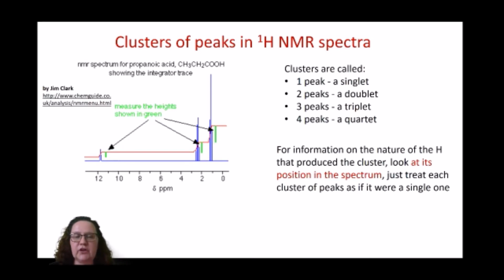The number of peaks that are huddled together in the cluster will tell us information about the neighboring carbons, what happens to the hydrogens in adjacent carbons. What do we call the clusters? Well, if we have only one peak in our cluster, we call that a singlet, 2 peaks a doublet, 3 peaks a triplet, and 4 peaks a quartet. And typically, if you find more, you call them multiplets. So singlets, doublets, triplets, quartets, and multiplets.